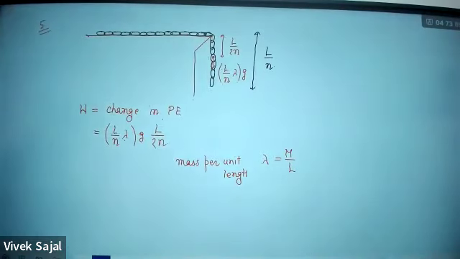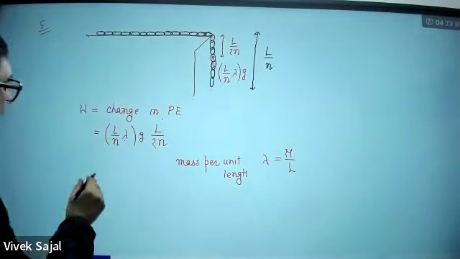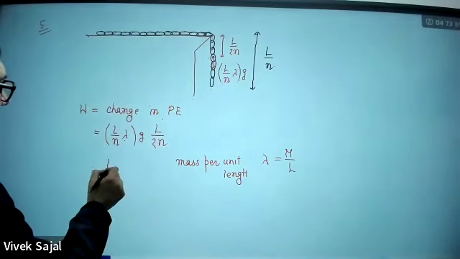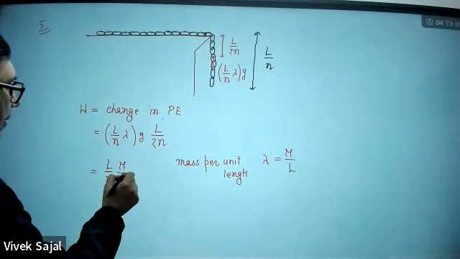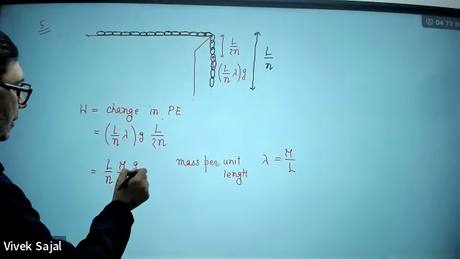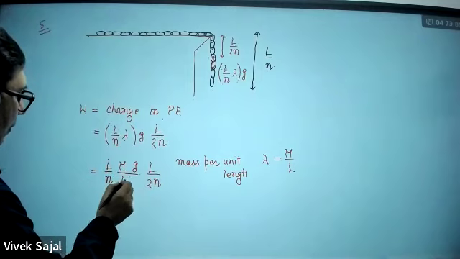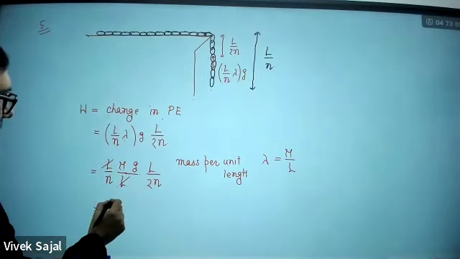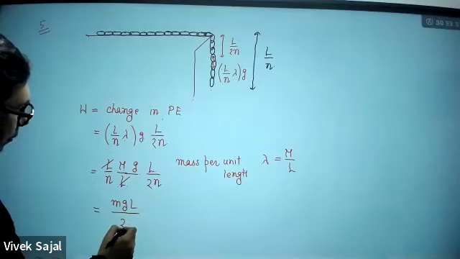Is it okay? And mass per unit length is lambda, which is m by L. The mass of the hanging part will be lambda times L by n, into g, into L by 2n. So one L will cancel out, and this will be mgL upon 2n square.